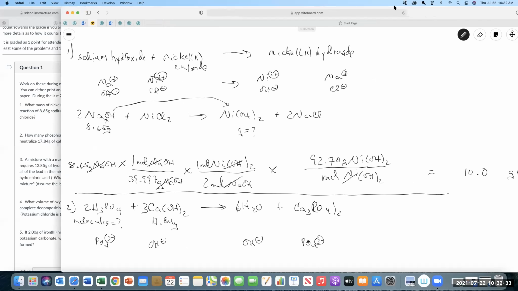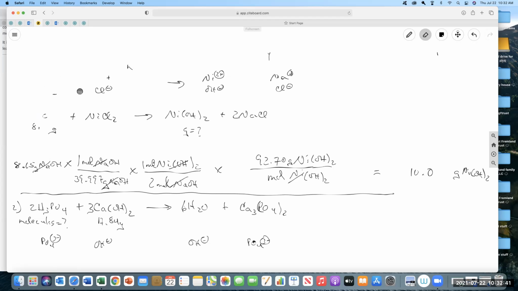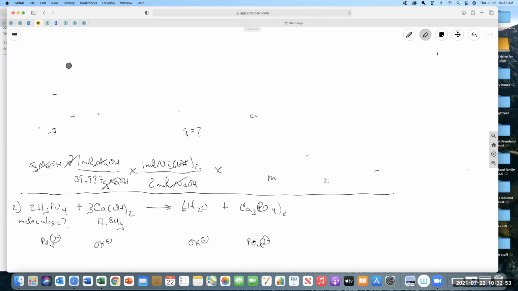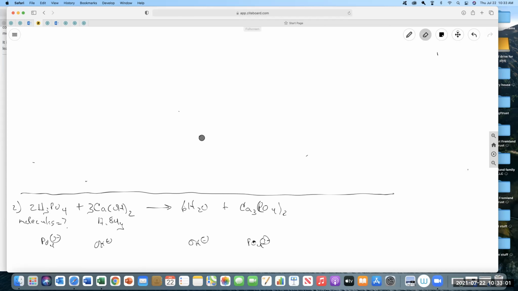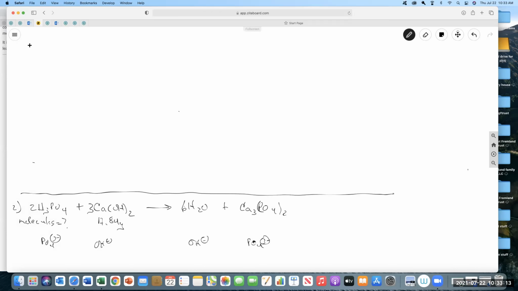All right, in the interest of space, I'm going to erase the stuff up here, and we'll solve number two up here. You always want to go towards the question mark. So we are going to start with 17.84 grams of calcium hydroxide, and we want to find H3PO4 molecules.